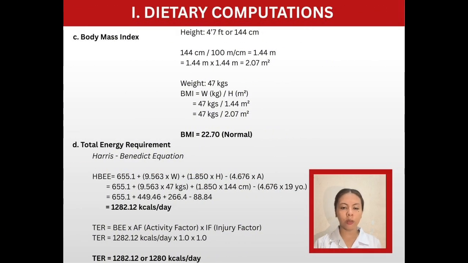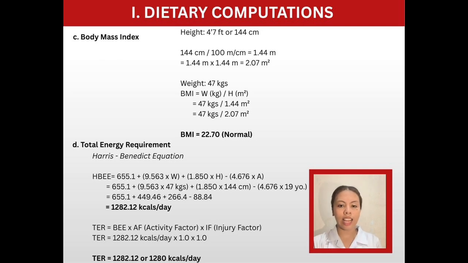Now, we compute our client's body mass index using the formula of actual body weight in kilograms divided by height in meters squared. Our client's height in meters is around 1.44 meters, and squaring this gives us around 2.07 meters squared. Placing the data of our client, 47 kilograms divided by 2.07 meters squared, gives us a BMI of 22.70. According to WHO Body Mass Index classification, our client's BMI falls around the normal range.